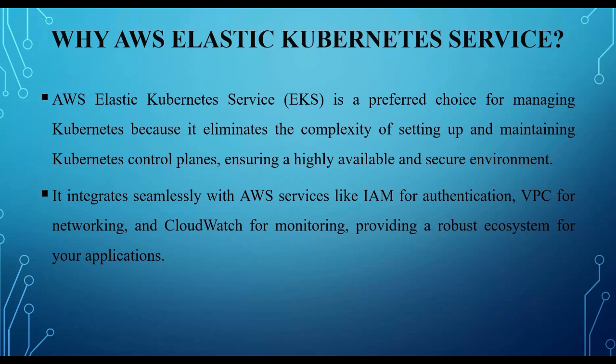So the other AWS services are IAM. IAM for authentication means it provides the access key and secret key for users. When we are creating users, it provides an access key and secret key. So it provides the authentication. And VPC, virtual private cloud, is for networking, where we can use protocols like TCP and UDP. And CloudWatch is for monitoring, providing a robust ecosystem for your applications. So that's all the important things, why we use EKS instead of anything else. These are the main important points.